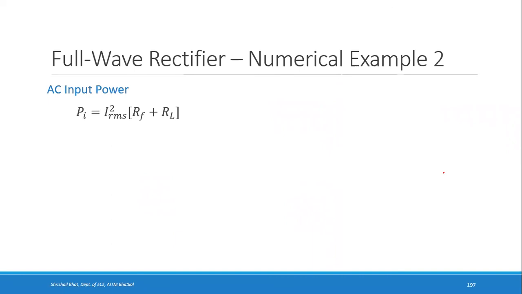So AC input power is IRMS square into RF plus RL. IRMS is 46.369 milli. You square it and multiply with 20 plus 600. What is the input power?